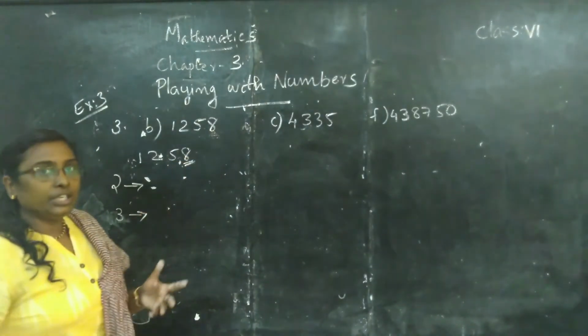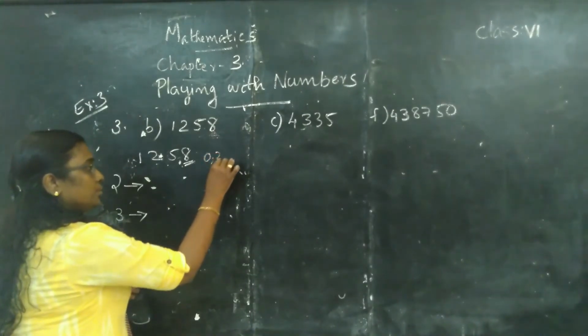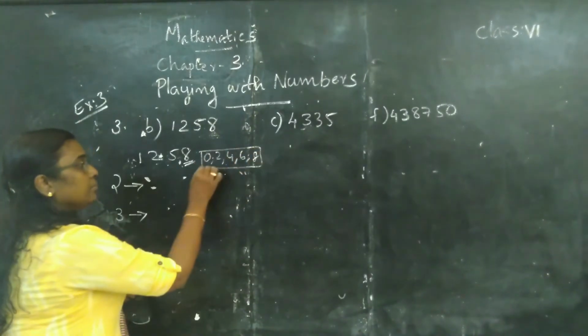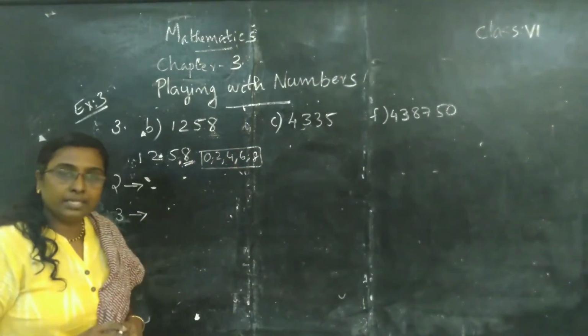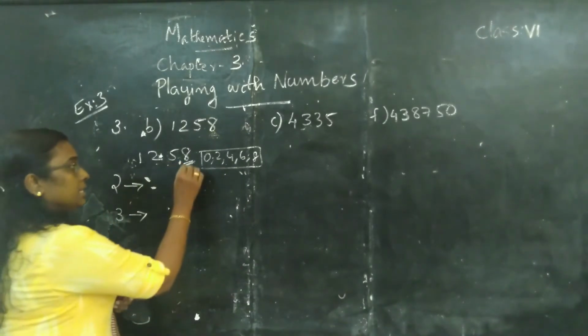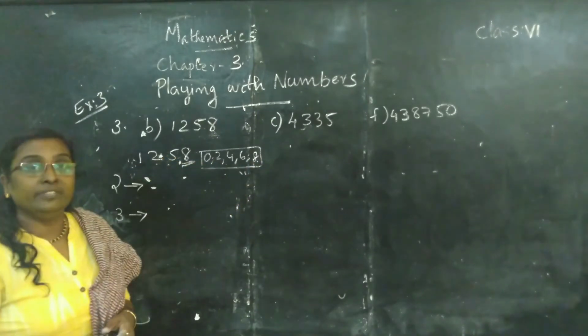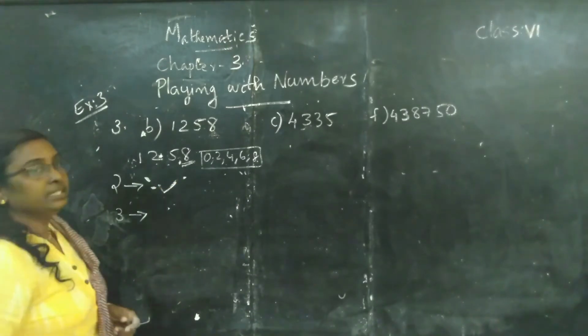So, if the digit in the unit place is 0, 2, 4, 6 or 8, if any one of these digits is in the unit place, this number is divisible by 2. Here the digit is 8. Therefore, this number is divisible by 2. So, divisible by 2. Then 3.